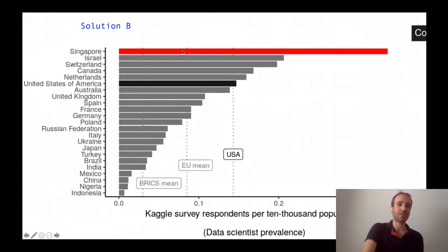Here we also reduce the number of colors. You could say that black and gray are two different colors, but you could say it's the same color.